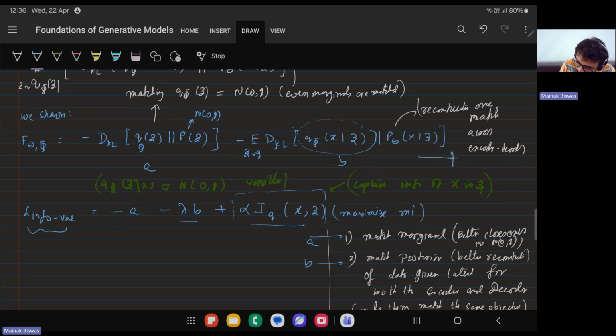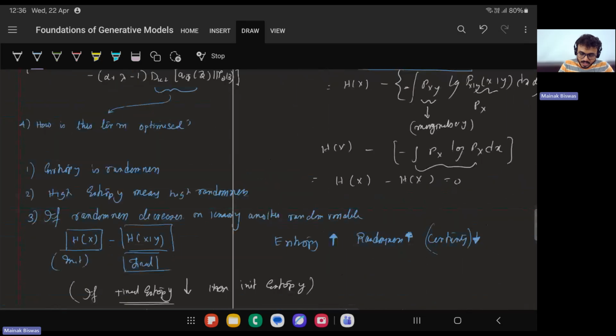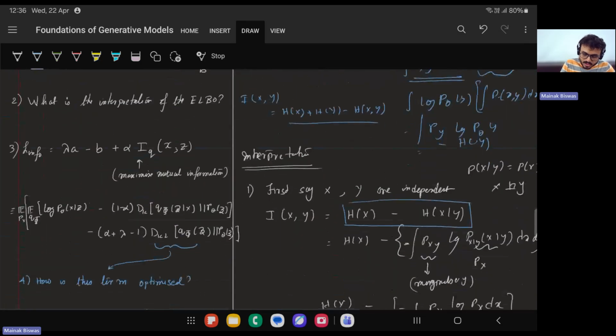So let's call this equation dagger. Dagger is not implementable, as q phi of z given x is not a neural network. So we'll have to do something about it. So what do we do? We will try to have another term here. We will show that this equals a normal VAE with different weights and an extra term. That's what we will show.